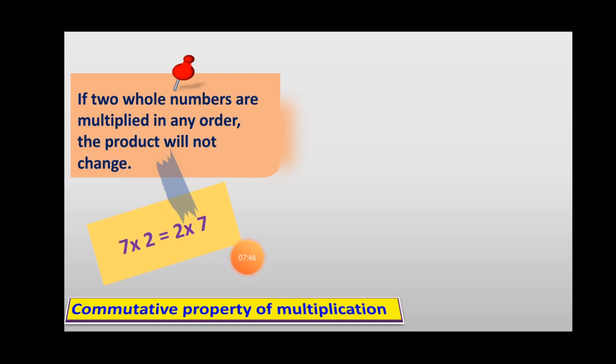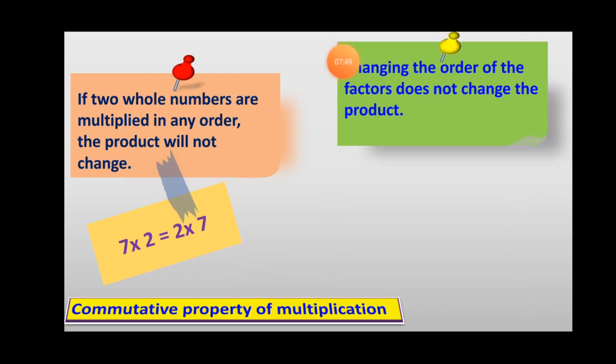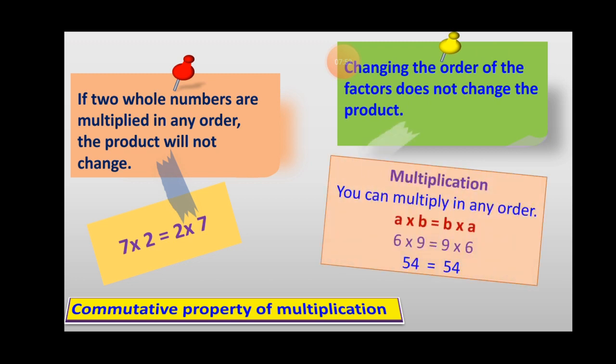So children, we can say that the commutative property of multiplication states that changing the order of the factors does not change the product. You can understand this with the example on the screen. If we want to obtain 54, the factors are 6 and 9. If we multiply 6 with 9 or we multiply 9 with 6, we get the same number as the multiple.